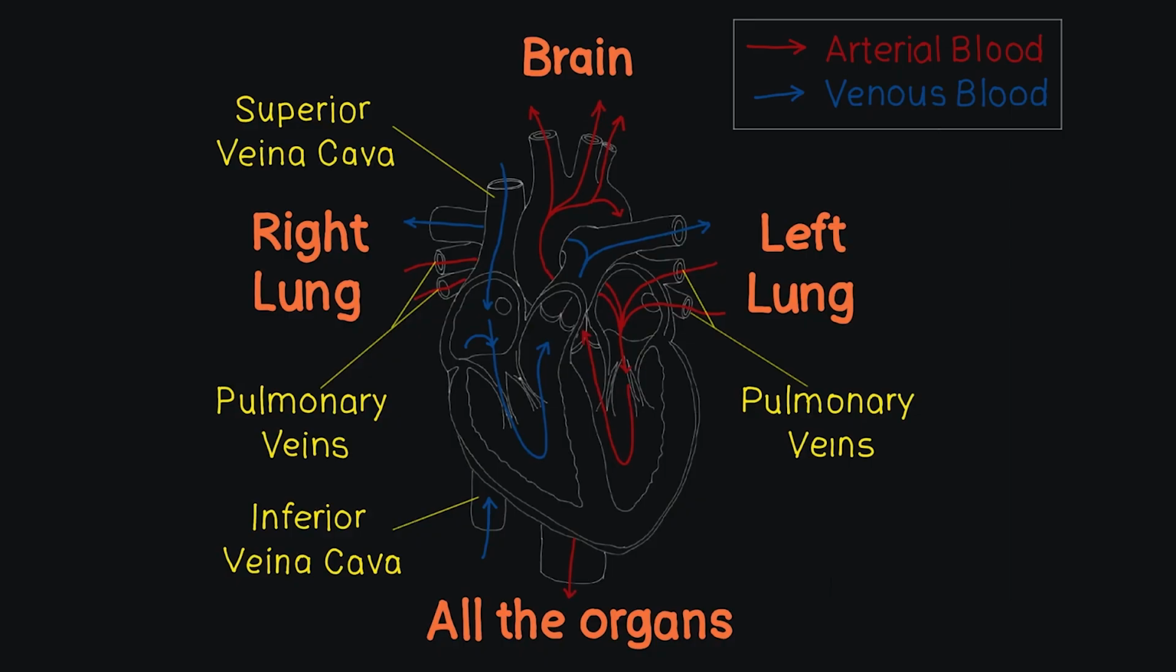Finally, that pressure propels deoxygenated blood from the right ventricle into the pulmonary artery for reoxygenation, and it drives oxygenated blood from the left ventricle into the aorta to supply every cell of the body with essential oxygen and nutrients.